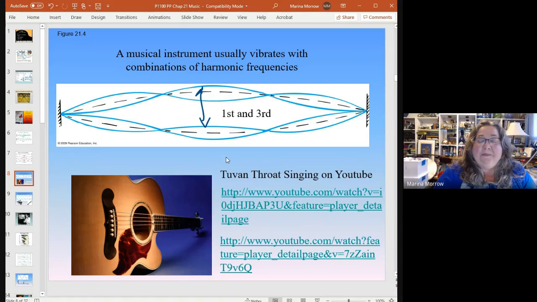Now, a musical instrument plays with more than one harmonic. Well, humans do that too. A normal human voice usually has more than one harmonic playing because of the way we vibrate. Tuvan throat singers are amazing. They are singers who deliberately try to have more than one frequency at a time.